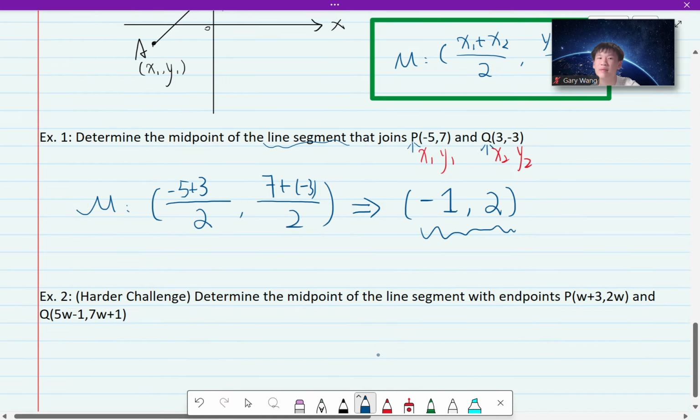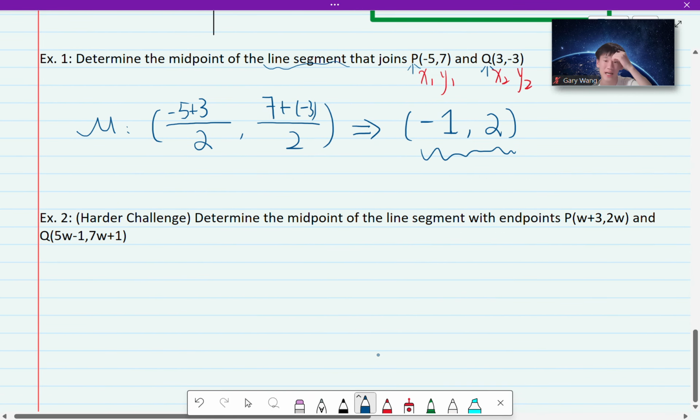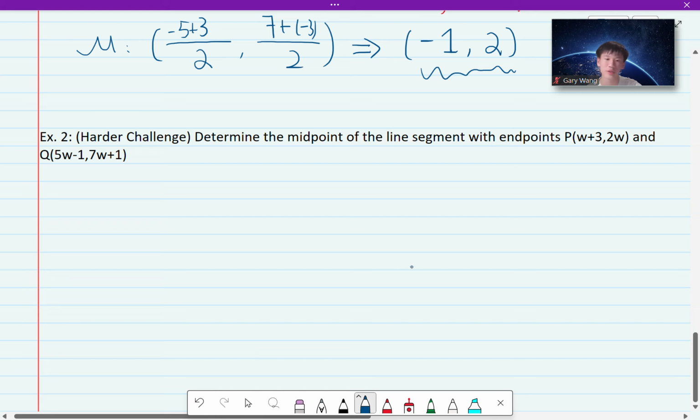And the last example of today will be a harder challenge. Determine the midpoint of the line segment with endpoint P, which has coordinates of (w + 3, 2w), and endpoint Q, which has coordinates of (5w - 1, 7w + 1). So, how can we do this? We still apply the same formula. Let me just copy this formula down real quick.